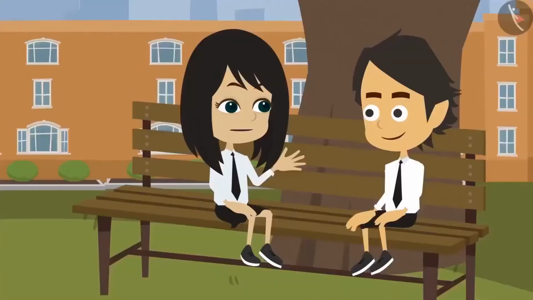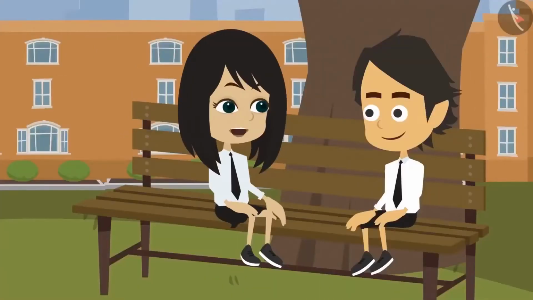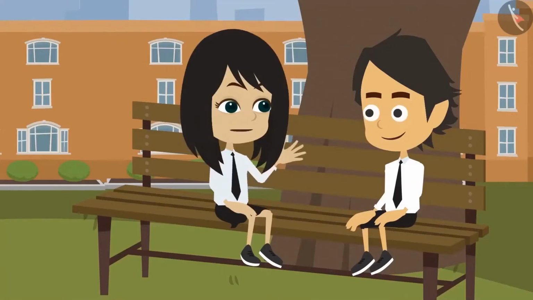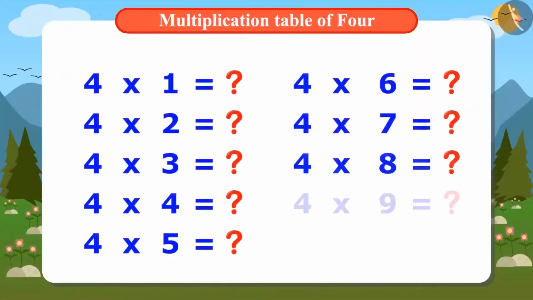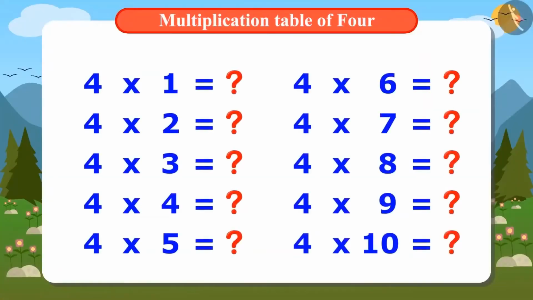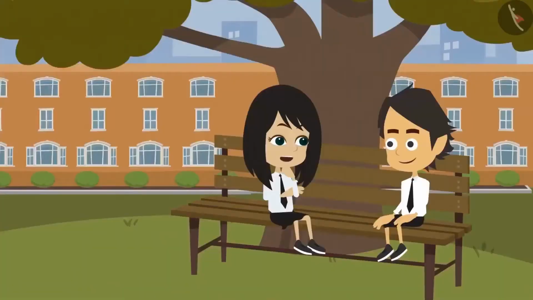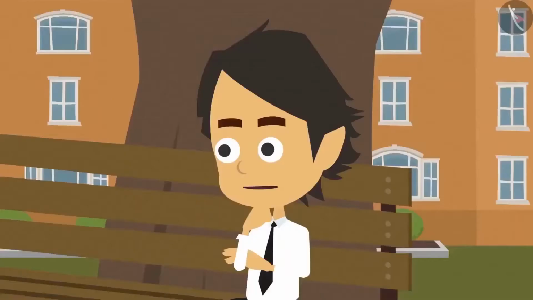What does a table mean? The list you get when you multiply a number from 1 to 10 is called a multiplication table. Multiplication table of 4 will be the sequence you get when you multiply 4 from 1 to 10. If I could remember the multiplication table of 4, I could easily tell you the number of tables.